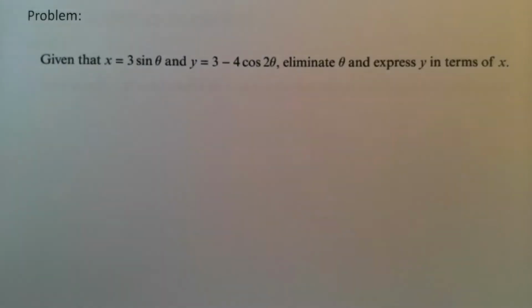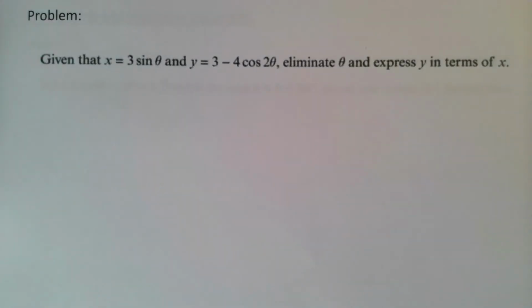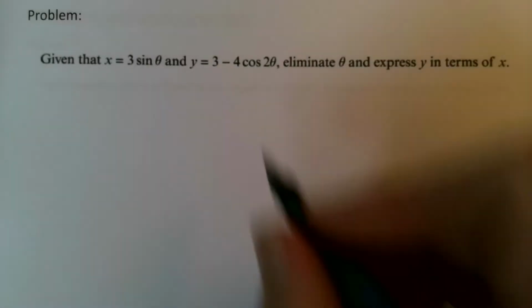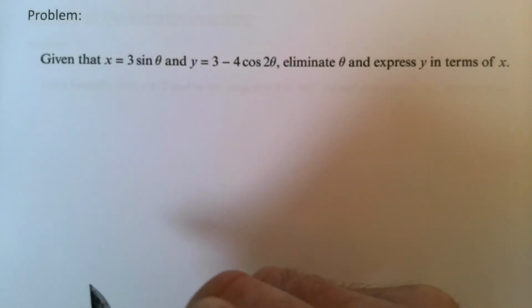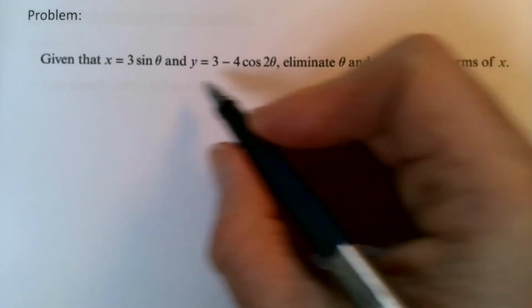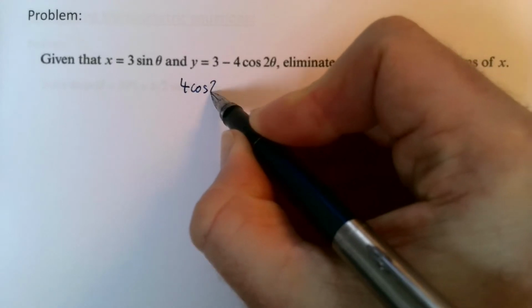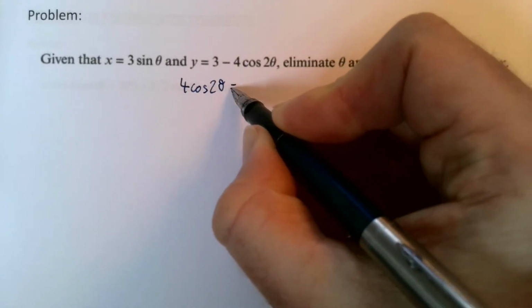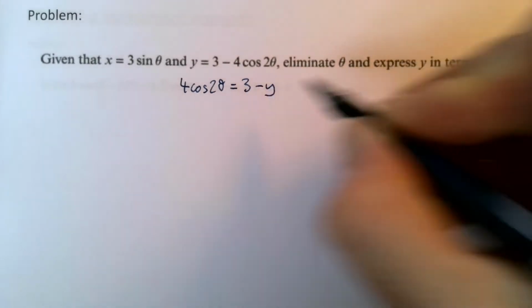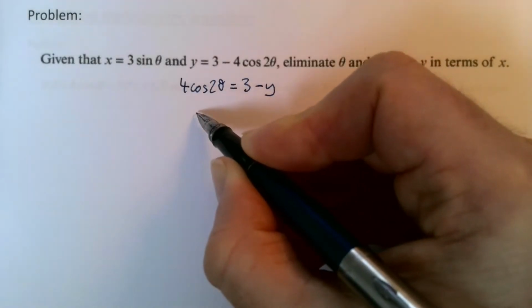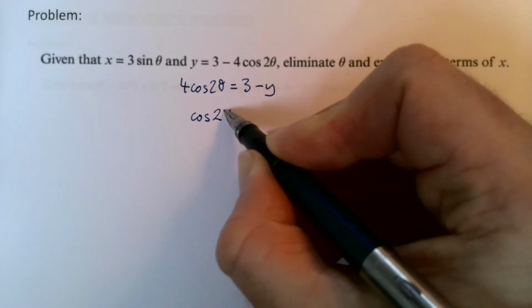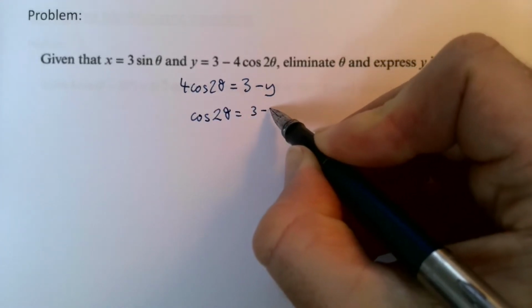Alright, here's a sneaky little problem. So write this one down, have a little look at it, and the first place you want to look is where you've got the double angle, the 2 theta. So first of all, I'm going to rearrange it to make cos 2 theta the subject of this. So if I add 4 cos 2 theta to both sides and I take the y, I get that. Then if I divide by 4, I get cos 2 theta equals 3 take y over 4.